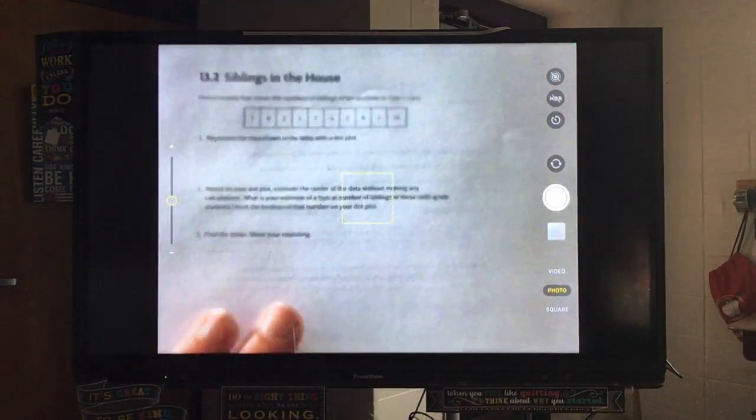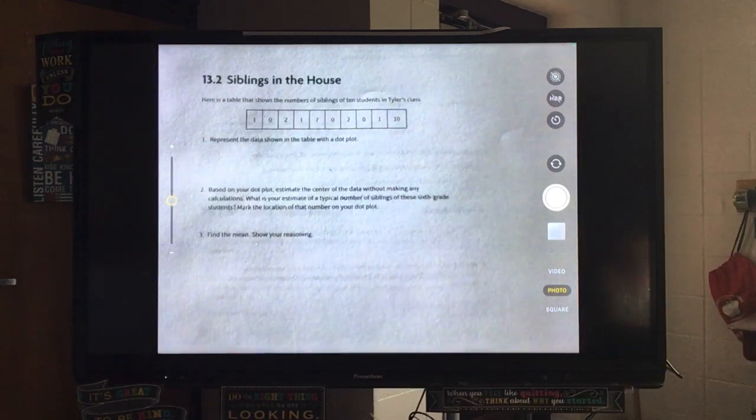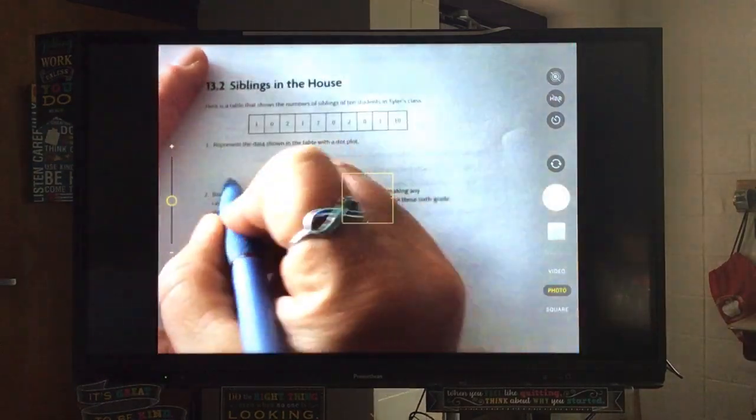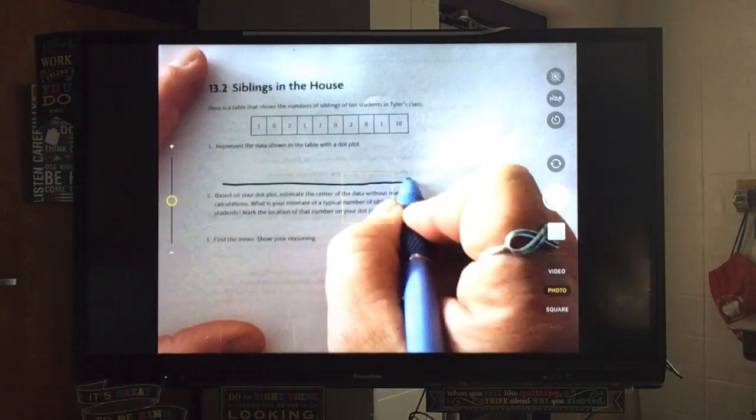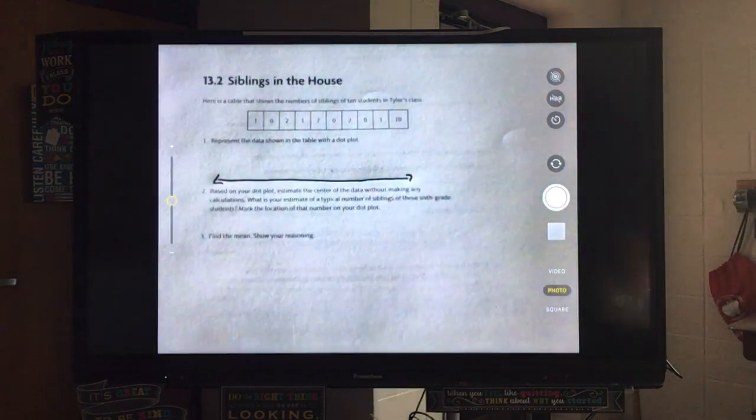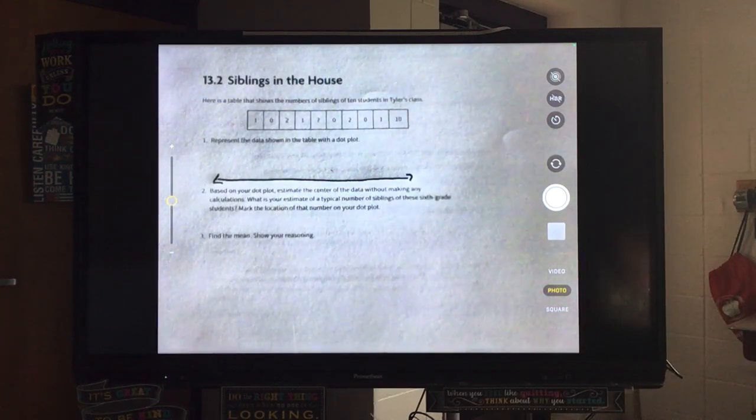Alright, so let's jump right in and look at 13.2, siblings in a house. It says, here's a table that shows the number of siblings of 10 students in Tyler's class. Represent the data shown in a table with a dot plot. The way that you can do a dot plot is essentially it's kind of like a number line. So looking at our data, the very first thing we want to do is what? What do you think we want to do with our data so it makes it a little bit easier when we figure out how to do our number line? Put them in order, from least to greatest.